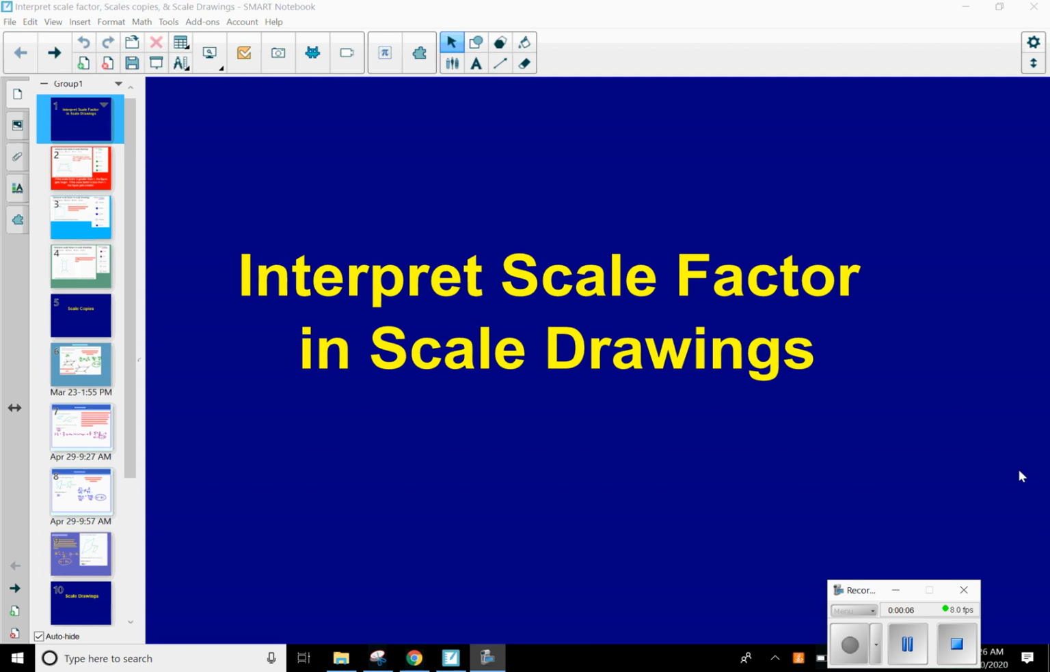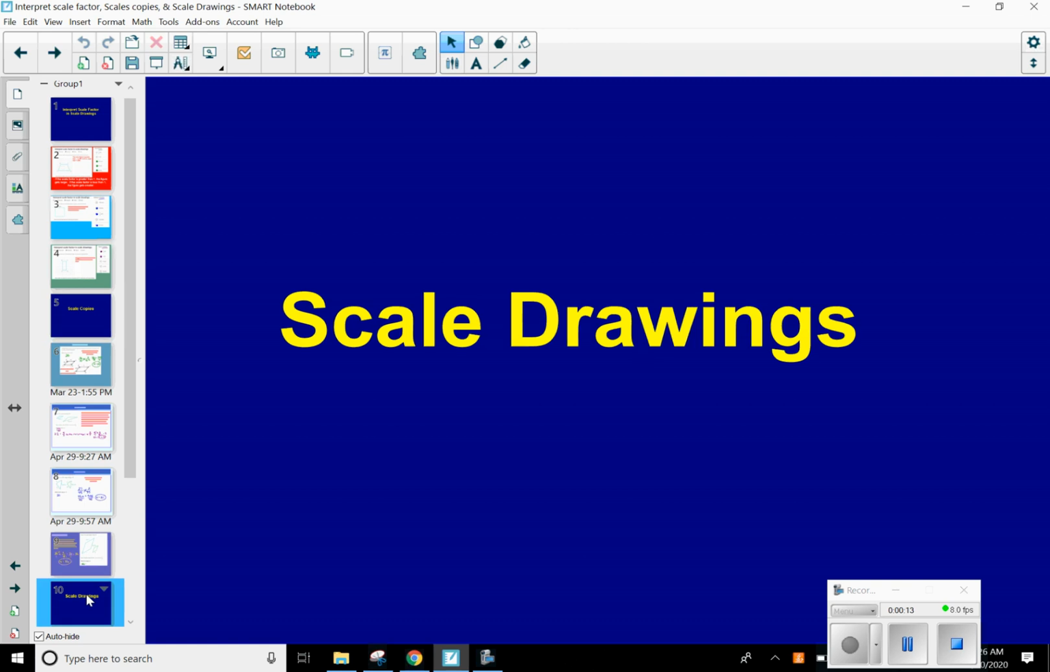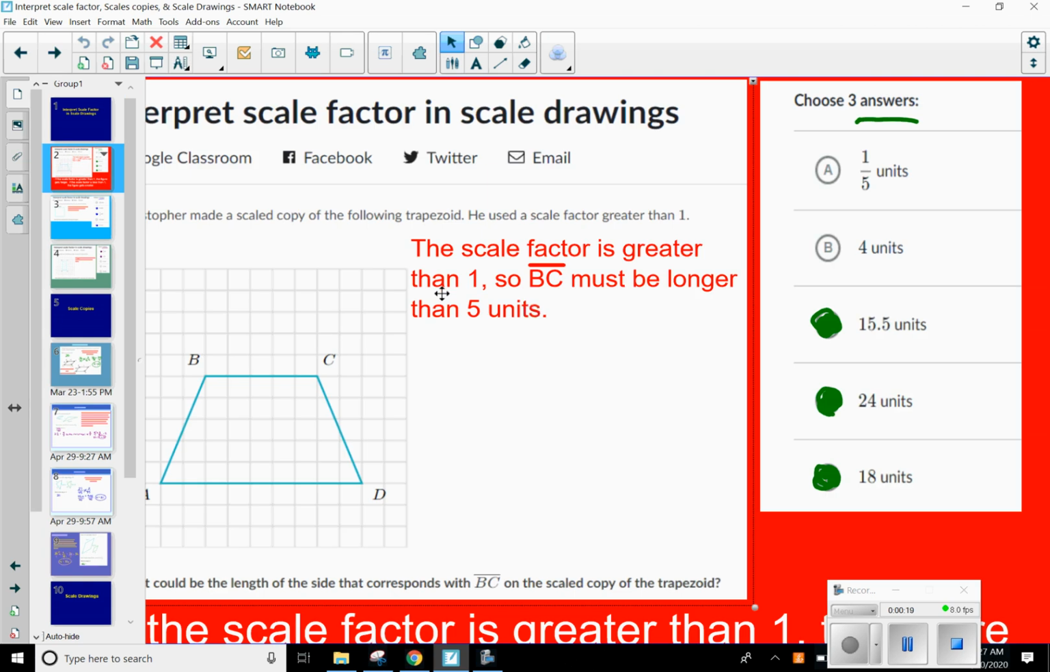Today I'm going to go over the three skills: interpreting scale factor and scale drawings, scale copies, and scale drawings. So let's start with the first one. I have a few examples to go over: interpreting scale factor and scale drawings.